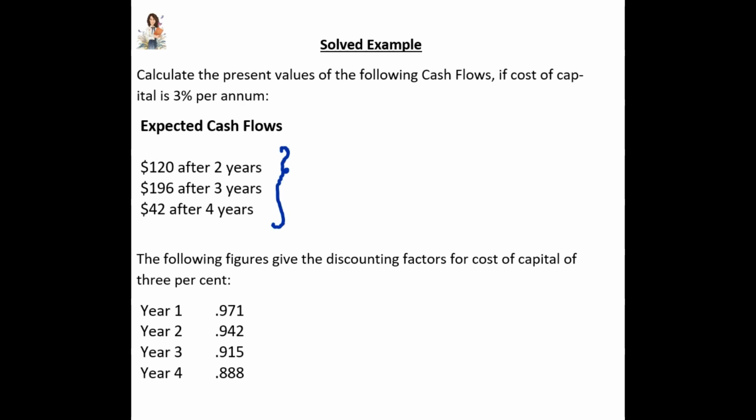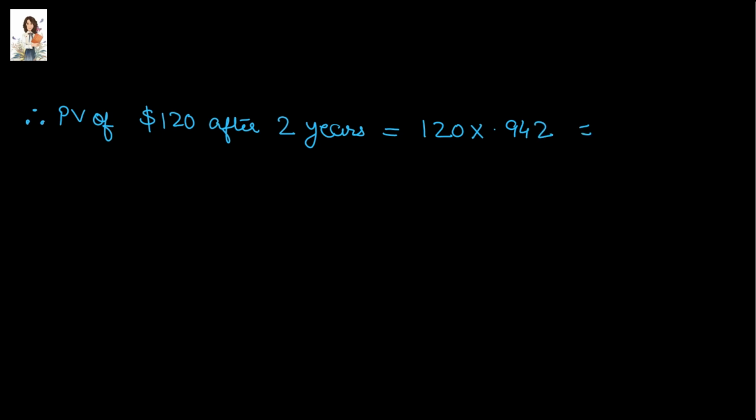We have been given expected cash flows. The cost of capital is 3% per annum and we have to calculate the present values of the cash flows. We have also been given the discounting factors for cost of capital of 3%. We look at the first cash flow. It is $120 after 2 years. The discounting factor for year 2 is 0.942. Therefore, present value of $120 after 2 years will be 120 into 0.942, that is $113.04.